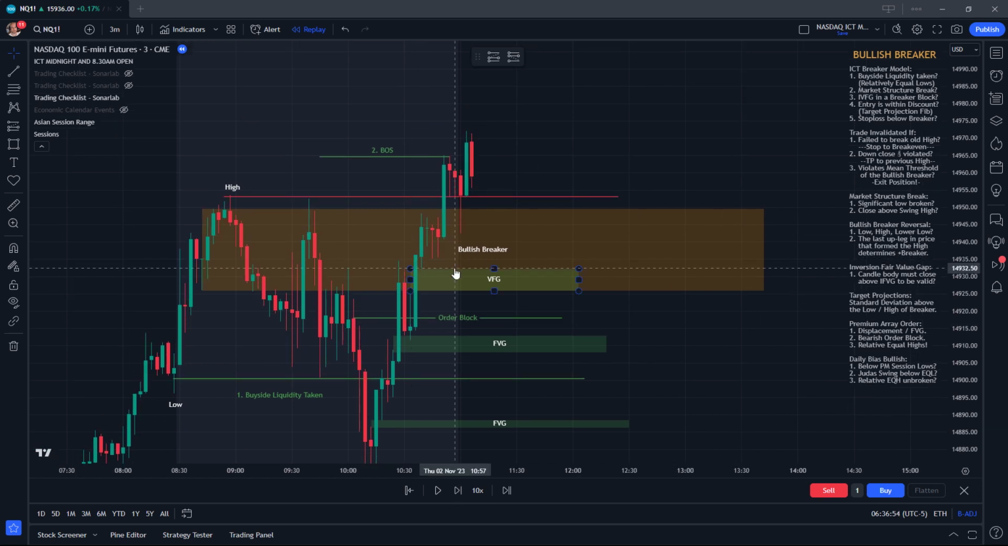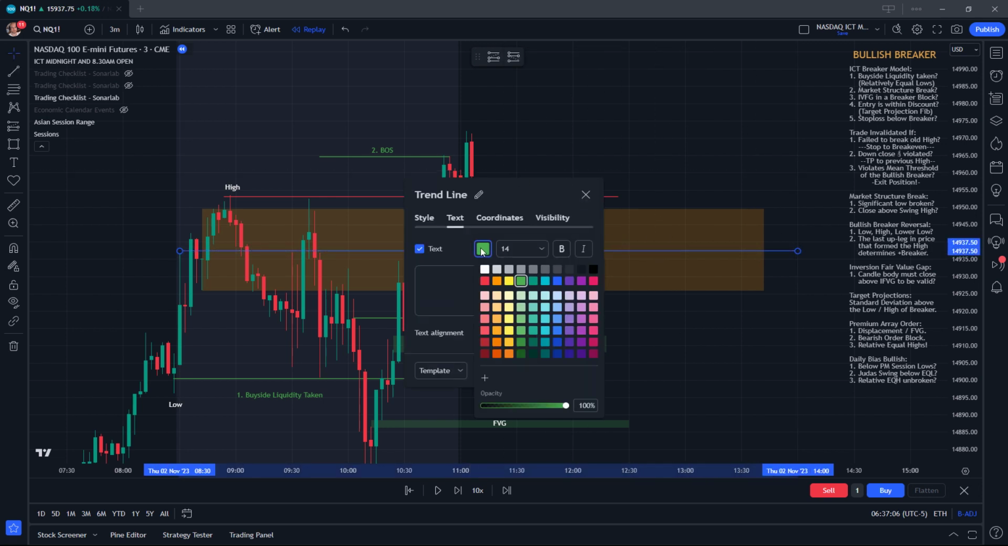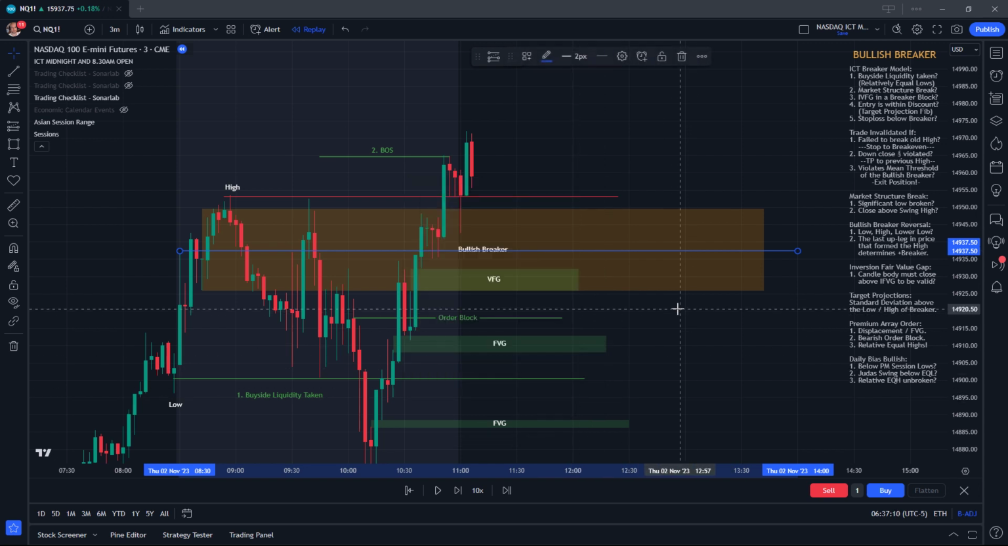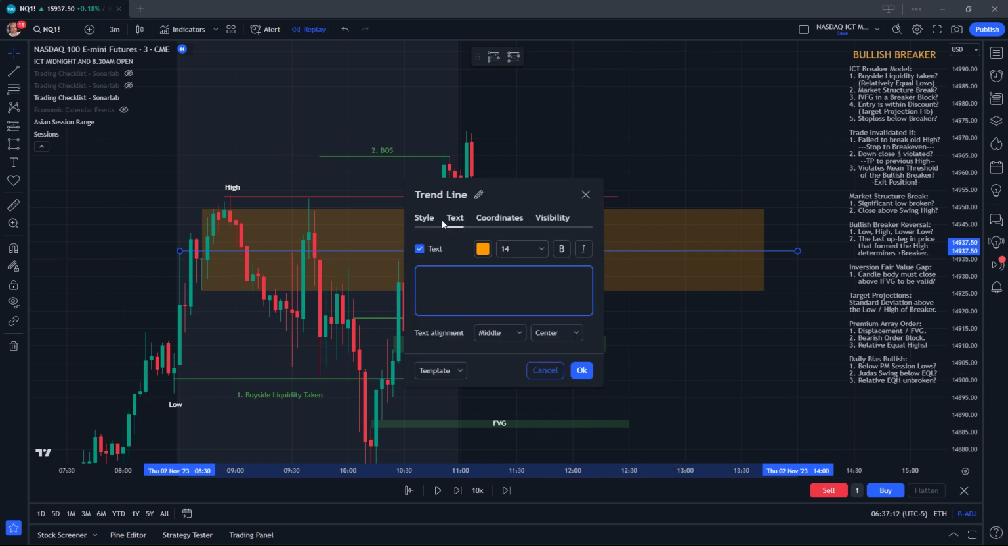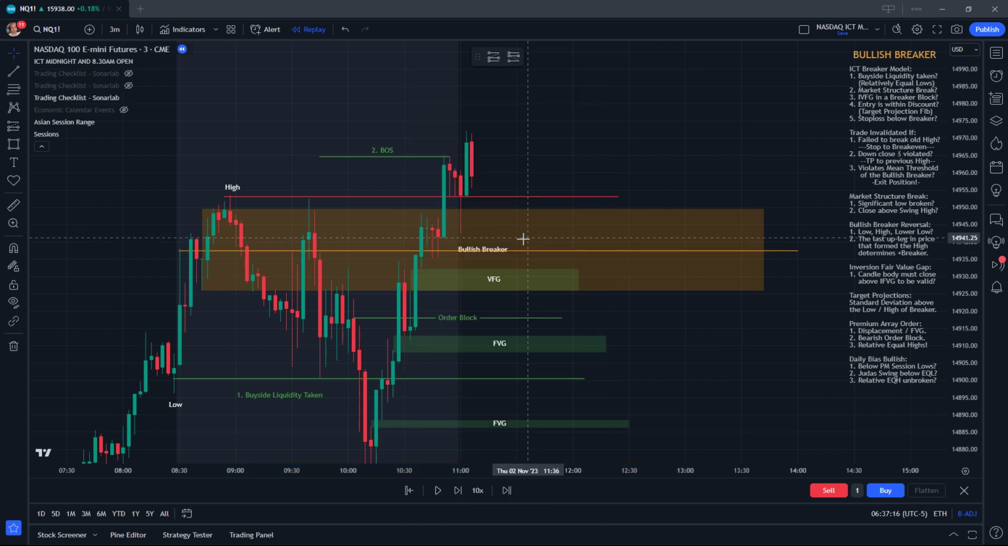The reason why we need the fair value gap to be within the breaker is because the whole concept of the breaker is that we divide it in two, we figure out what the mean threshold of the breaker is, and the whole theory, the whole purpose of the breaker is that it's supposed to be support. So if it comes down below the mean threshold of this breaker here, that's going to actually invalidate the breaker, which then just invalidates the whole trade.